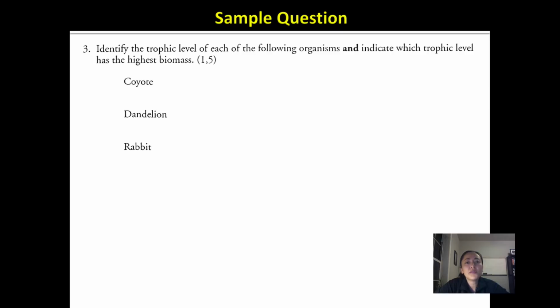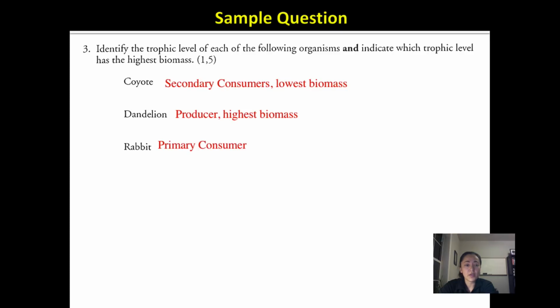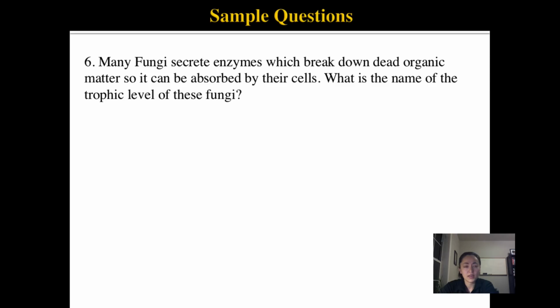Identify the trophic level of each of the following organisms and indicate which trophic level has the highest biomass. So here we have the coyote, dandelion, and rabbit. Well, since the coyote feeds on the rabbit that feeds on the dandelion, coyotes are secondary consumers, and they're going to have the lowest biomass because they have the highest trophic level in this feeding relationship here. Dandelions are producers, so they're going to have the highest biomass because they have the lowest trophic level, and rabbits would be primary consumers.